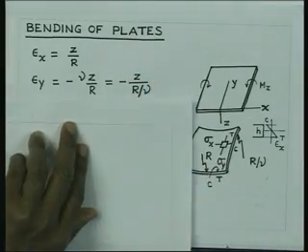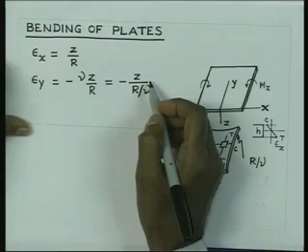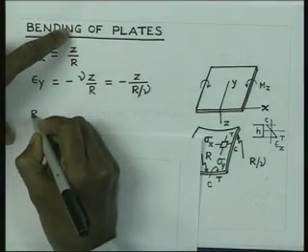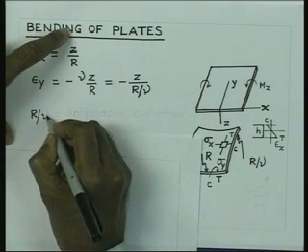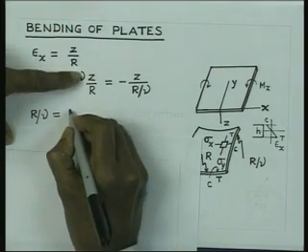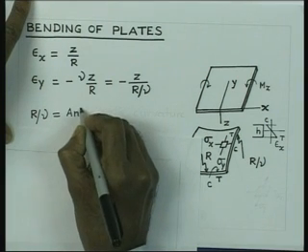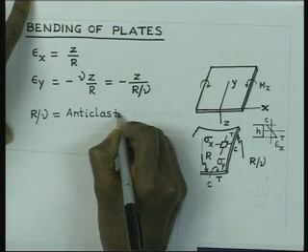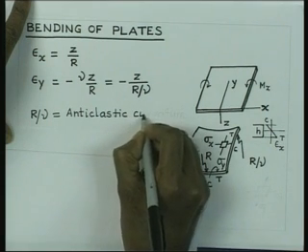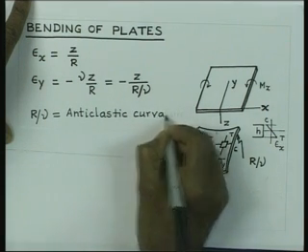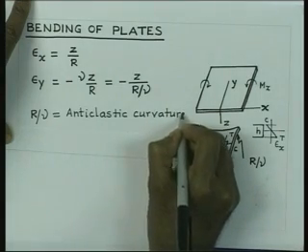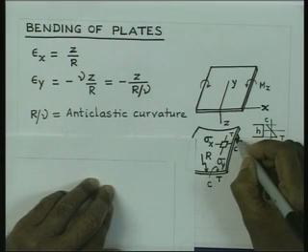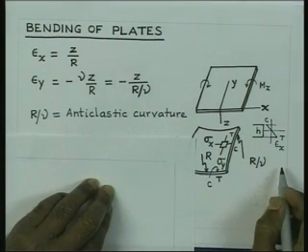So, therefore, you find that this is a curvature. This is again another curvature, this curvature R by nu, we call it anticlastic curvature. So, it is known as anticlastic curvature. So, this radius of curvature at the edges is going to be of value R by nu.